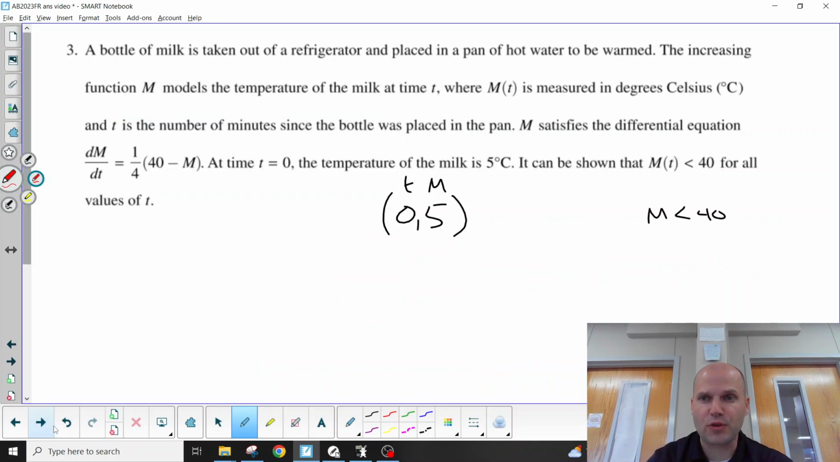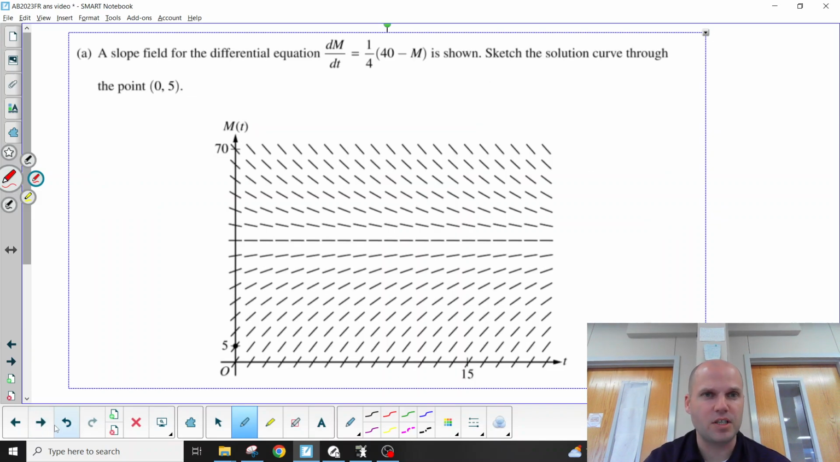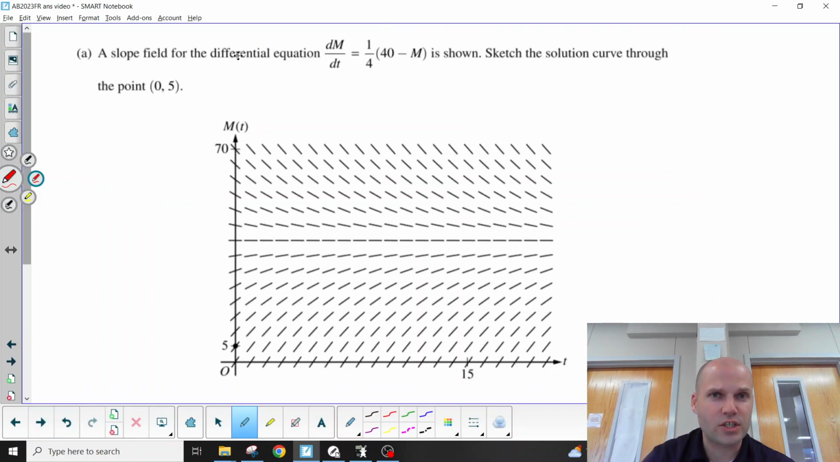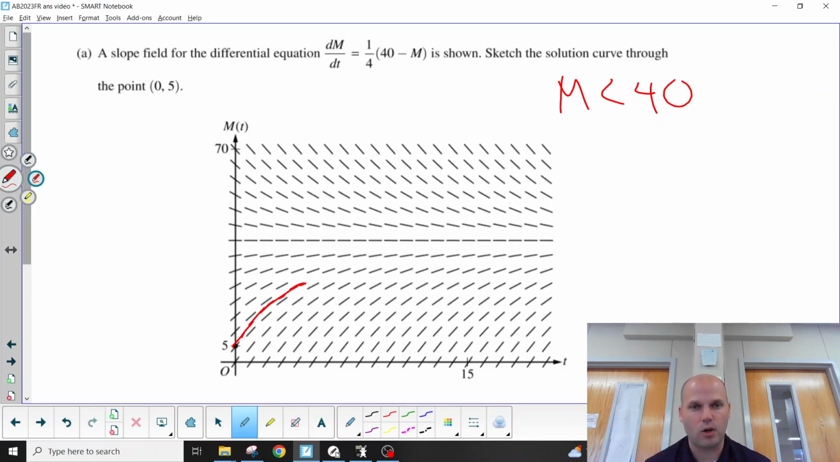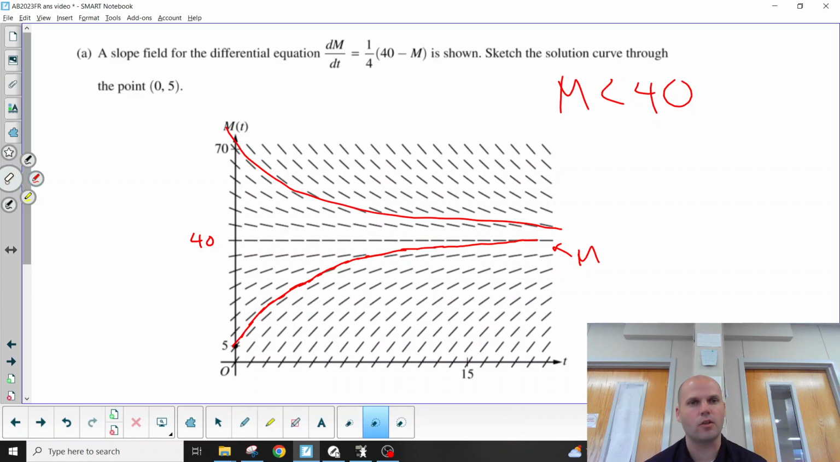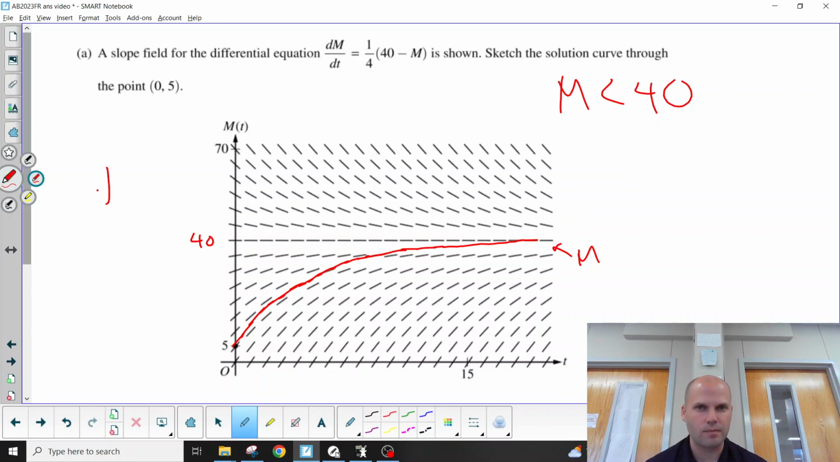All right, question number 3 is our differential equation. We got dm dt, part A. We're asked to sketch a solution curve through 0, 5. The key thing I think they wanted you to pay attention to is that the m values have to be less than 40, which is why they definitely want you to just sketch the bottom half of your solution. So this is my solution for m, where we are below 40. They don't want this as well. If you provided that as well, they're probably not giving you the 1 point for this solution. M's got to be less than 40, so that's worth 1.